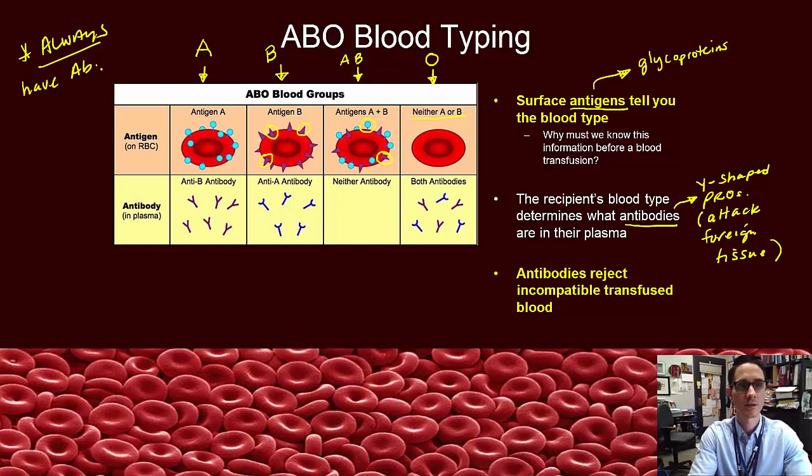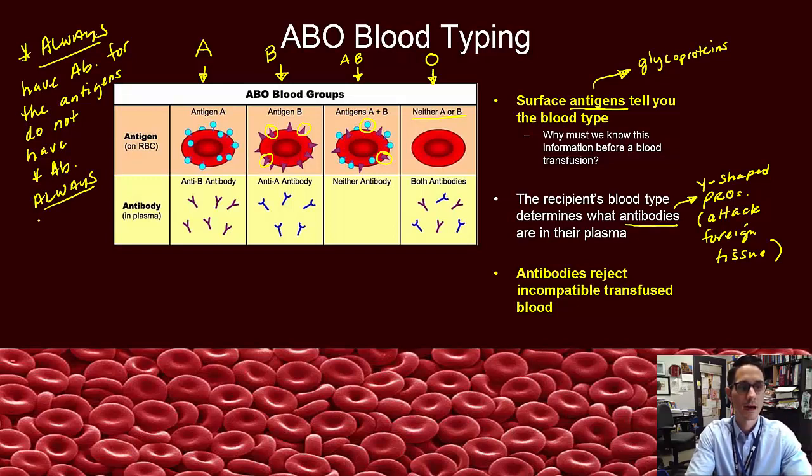AB is antibodies, so we always have antibodies for the antigens that we do not have on our cells. Okay? Another way to think about this is the antibodies are always opposite of the antigens.